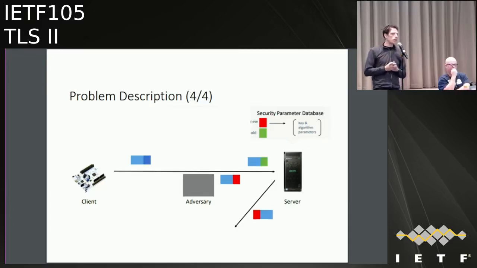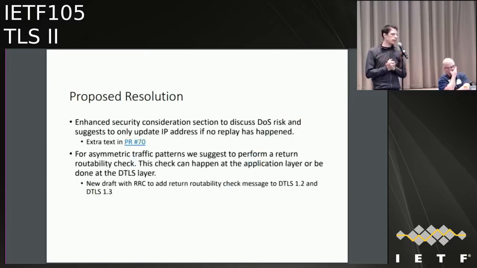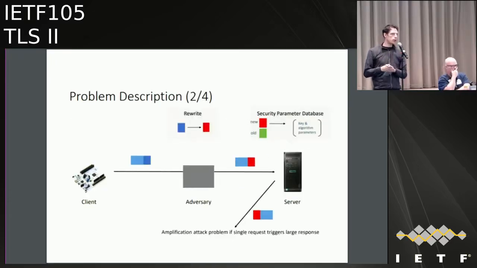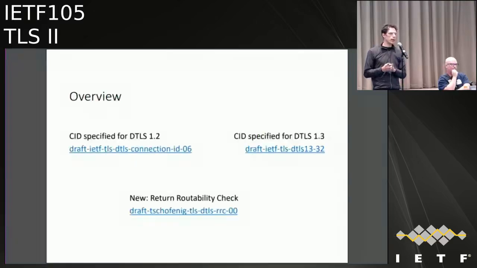And if you go back to the second slide, there is a new document out there that provides a DTLS-based return routability check, which is this document at the bottom. There is, of course, also the possibility to expose these address changes up to the application layer protocol via the TLS or DTLS-specific API and let the application deal with it.